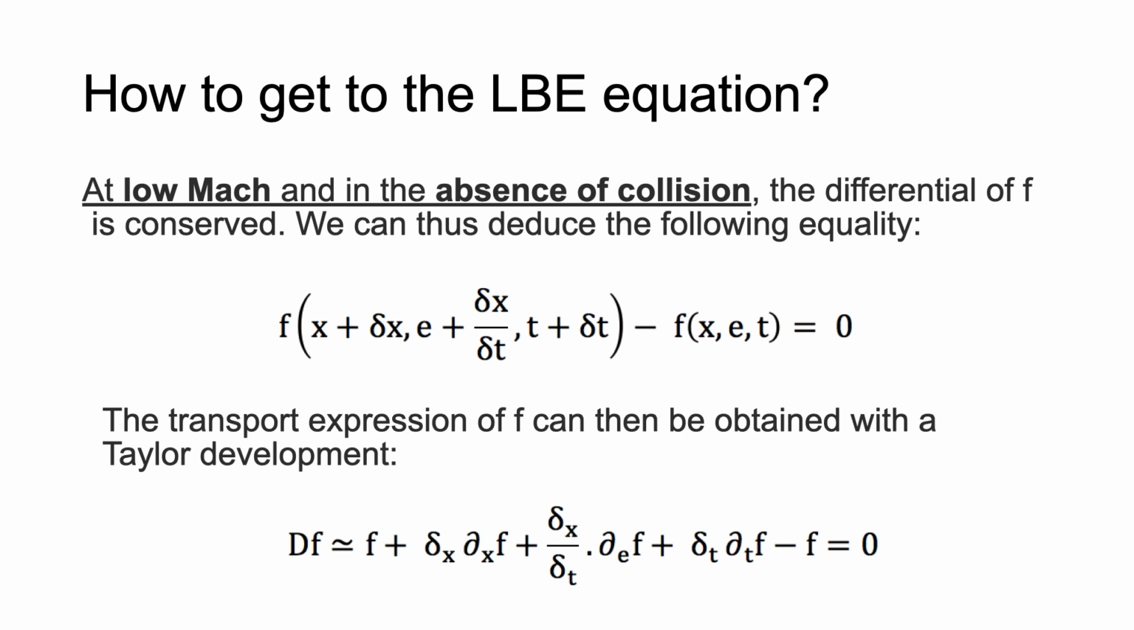So we can thus deduce the equality that you have here on the screen, the first equation, which is f of x plus a small e, a velocity, which is dx on dt, the derivative of the position, and t plus delta t, and we remove f of x, e, t. We can use a Taylor development to basically reduce this equation into the term you see at the bottom of the page. So this gives you this expression equal to 0.